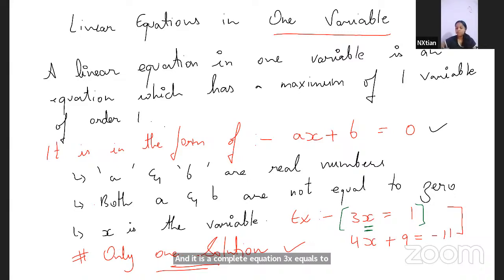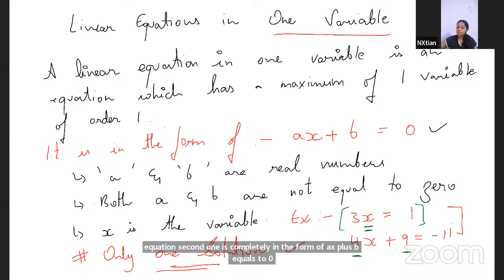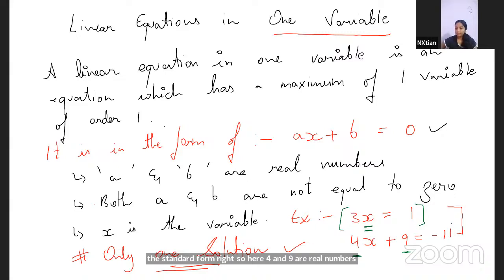Then the second equation, 4x plus 9 equals minus 11. This equation is completely in the form of ax plus b equals 0, the standard form. Here 4 and 9 are real numbers, x is my one variable, and minus 11 is my solution. Again, it is a complete equation. So it is a linear equation in one variable because we have only the x variable.